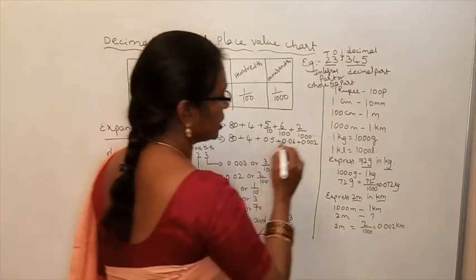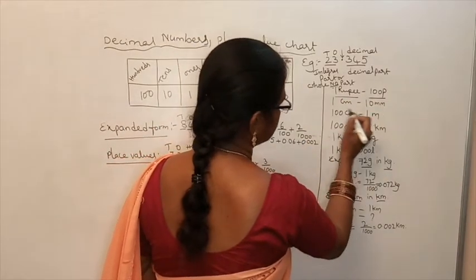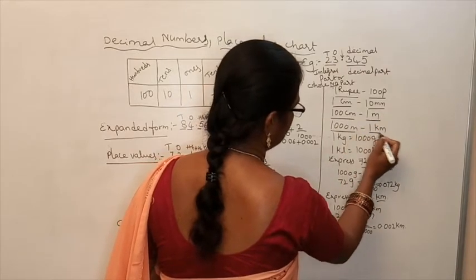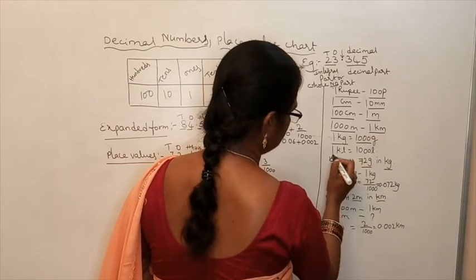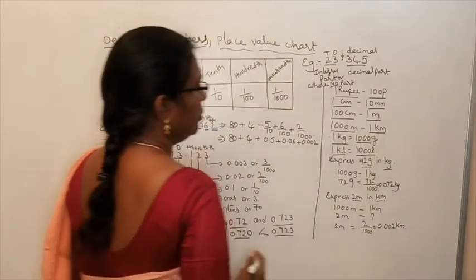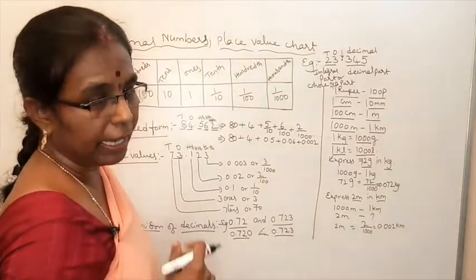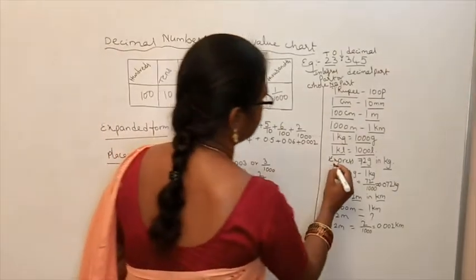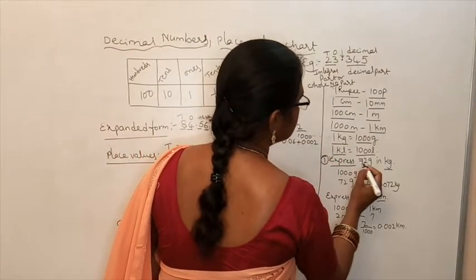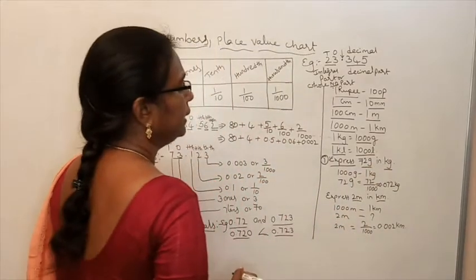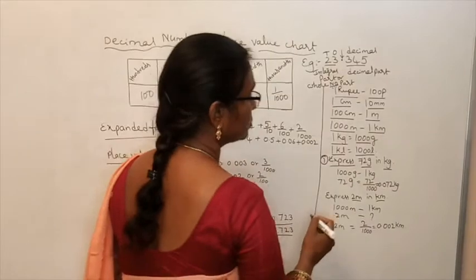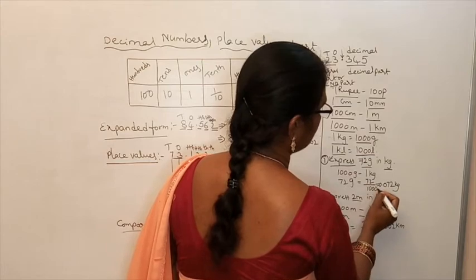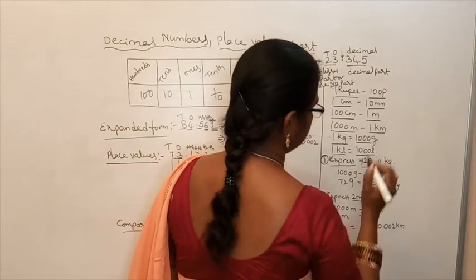Next, some relationships: 1 rupee is 100 paisa, 1 centimeter is 10 mm, 100 centimeters is 1 meter, 1000 meters is 1 kilometer, 1 kg is 1000 grams, 1 kiloliter is 1000 liters. With the help of these relations, you have to express one unit in another unit. Example 1: express 72 grams in kilograms. What is the relation between grams and kilograms? 1000 grams is 1 kg. Then 72 grams is equal to 72 by 1000, which is 0.072 kg.